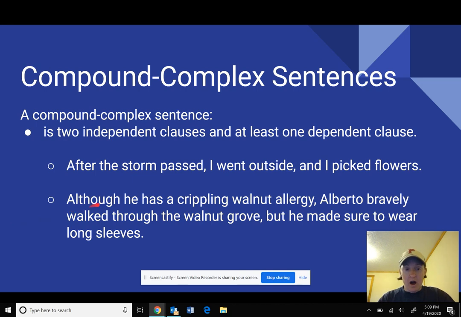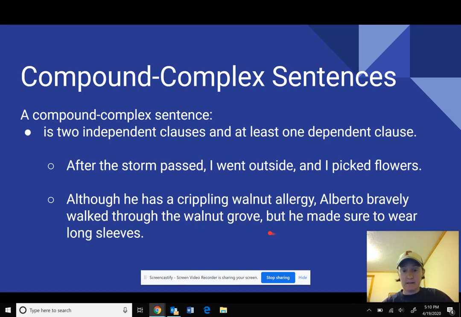All right, so although he has a crippling walnut allergy, comma, hopefully you go back here and notice although is an Awubis word. At that point, you're wanting more information because it's not a complete thought. So this first part is dependent. Then we look at Alberto bravely walked through the walnut grove. If we just had that, that is a sentence: subject, predicate, complete thought. So this second part is independent.